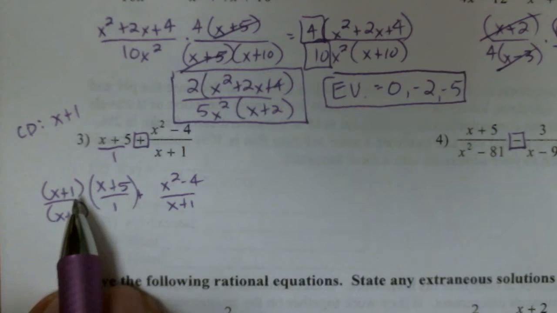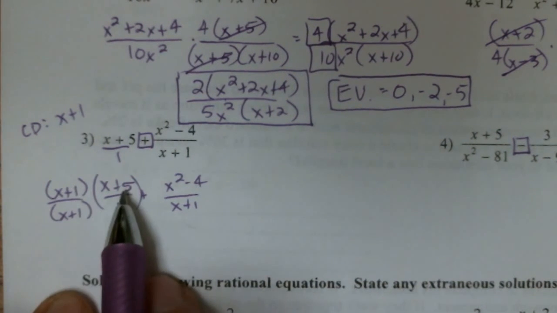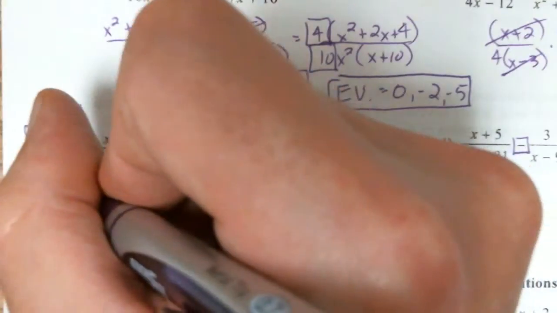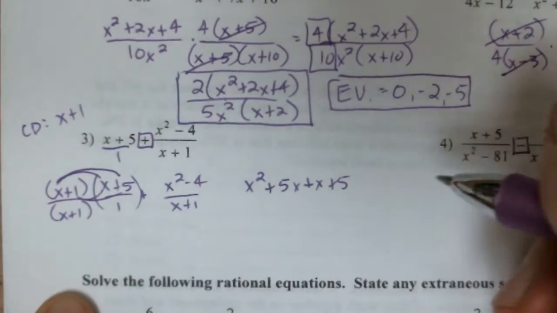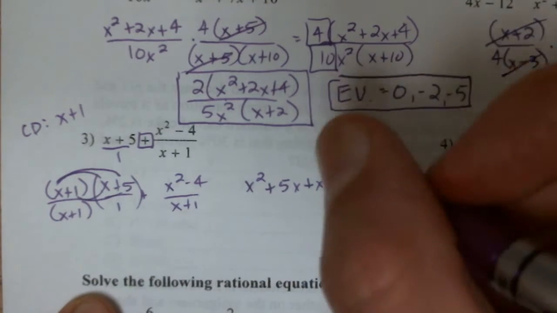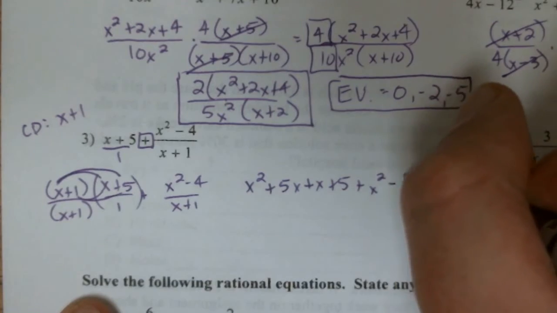I saw some students as they were working through their test review, not sure what to do here. You've got to FOIL this out. This is a binomial times a binomial. You do first, x squared, outside, 5x, inside, x, and last, plus 5. And then I'm going to add that to the rest of the stuff, x squared minus 4.